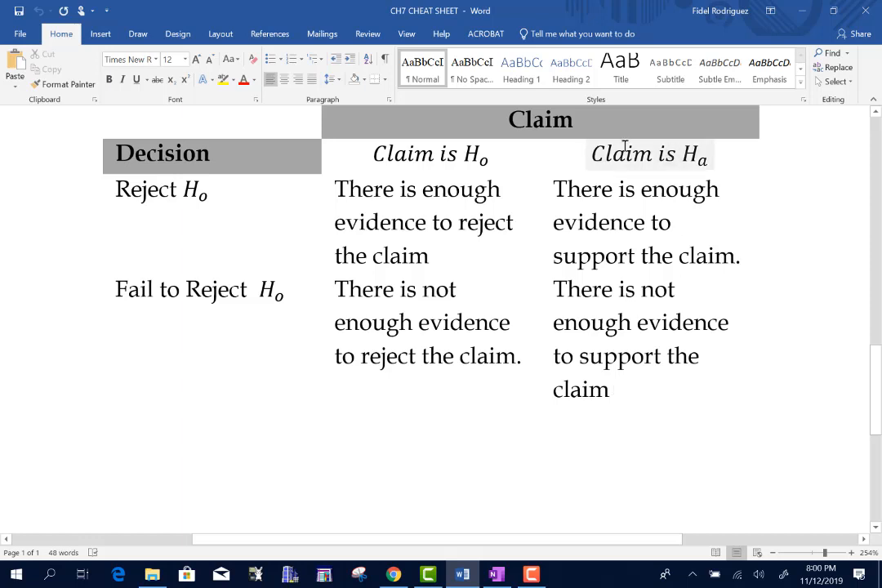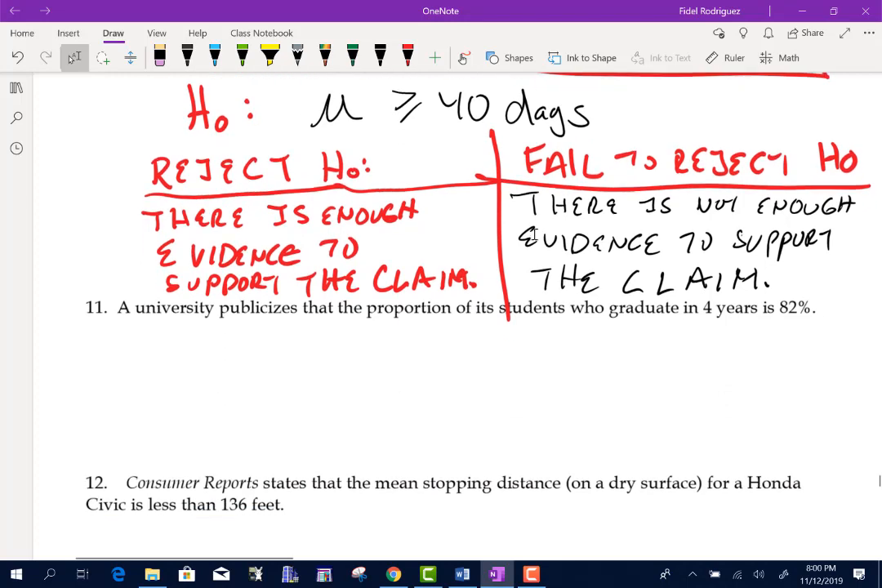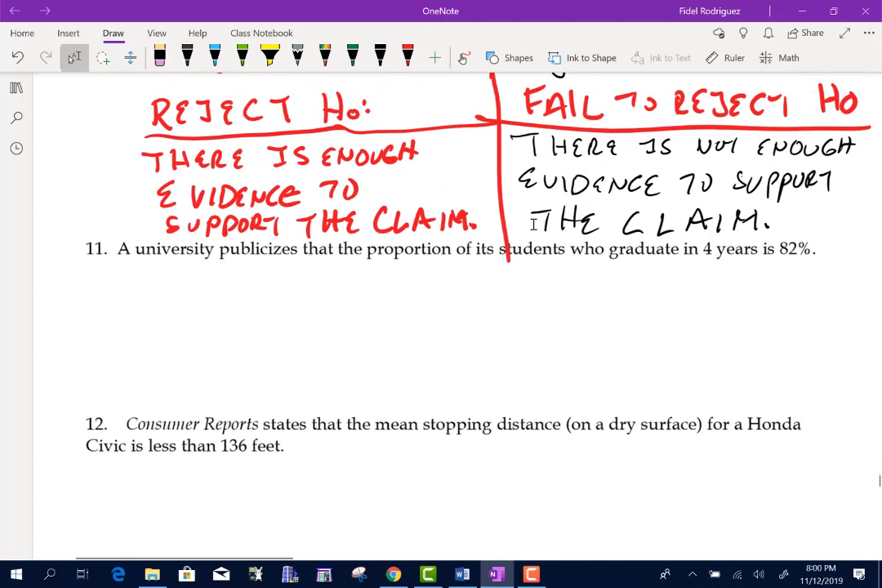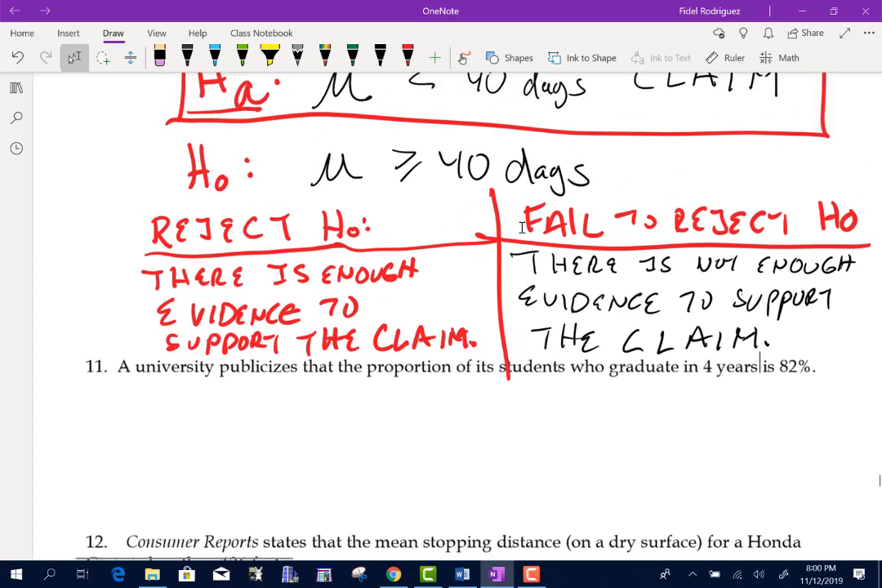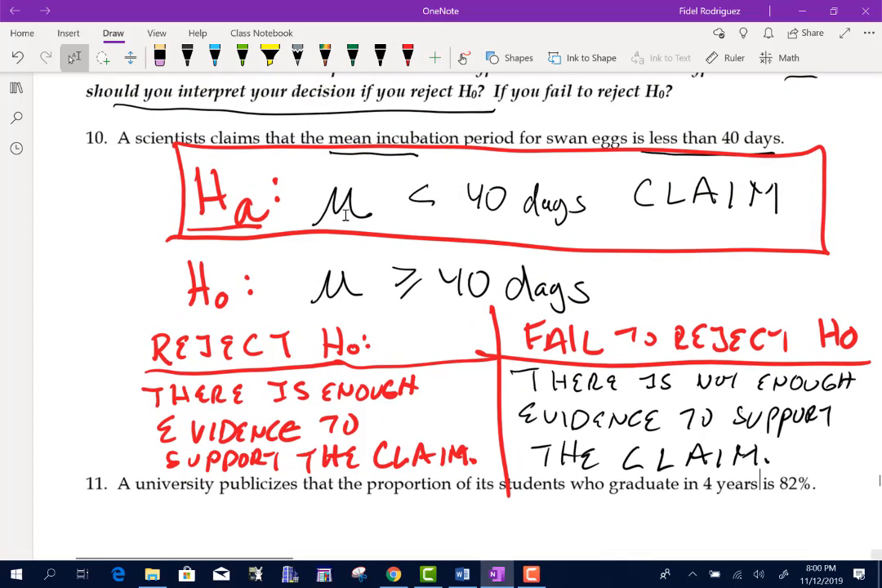So think about it this way. This is my claim, right? My claim is the alternate. And if I'm failing to reject it, then what I'm saying is there's not enough evidence to support the claim, right? If the claim was H0, we would write down the other part. That's right. And we're going to do that in the next couple of problems, guys. So think about it this way, right? So remember how we did this here? It said that the mean was less than 40. That was my claim, right?